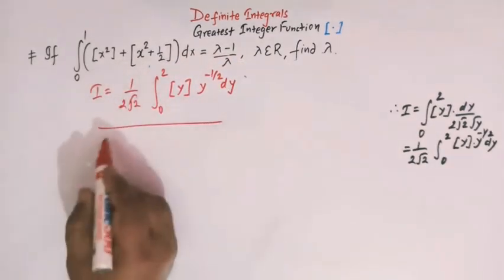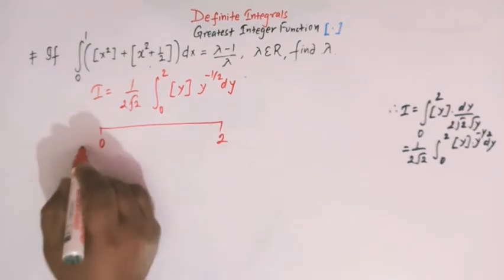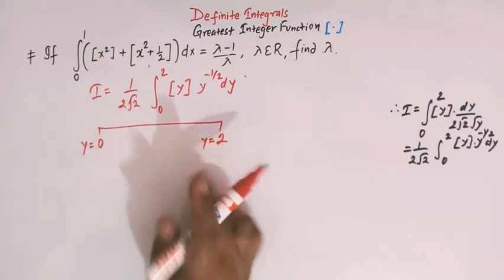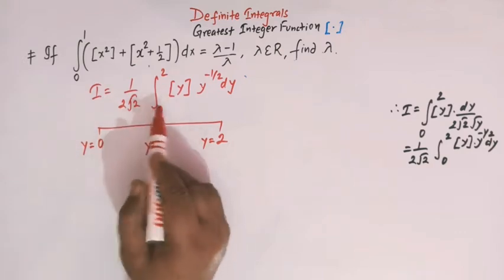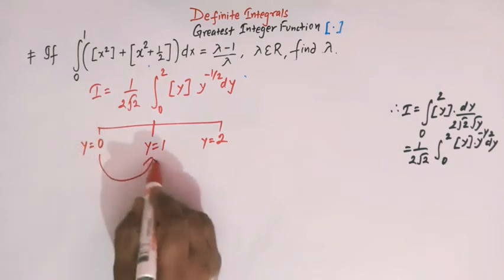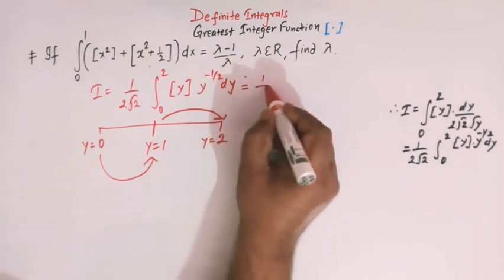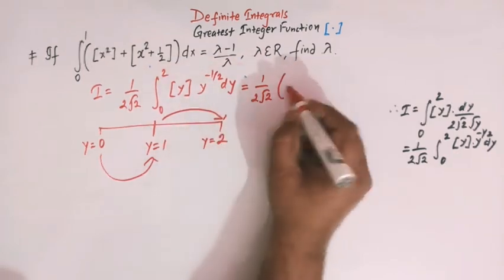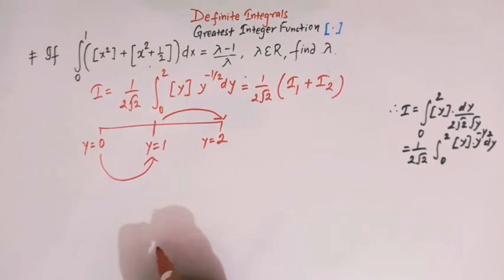And here we see that the limits of integration vary from 0 to 2, right? So here y is 0, here y is 2, and between 0 and 2 we have the integer 1, right? So what we will do, we'll break this integral as a sum of two integrals. One is from 0 to 1 and the other is from 1 to 2, right? So now we can write 1 over 2 root 2, and this integral can be written as a sum of two integrals, that is I1 and I2, right?